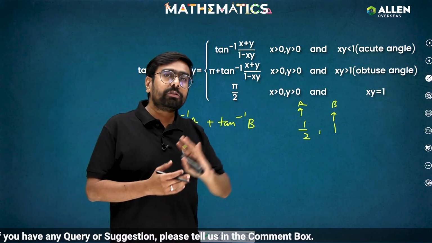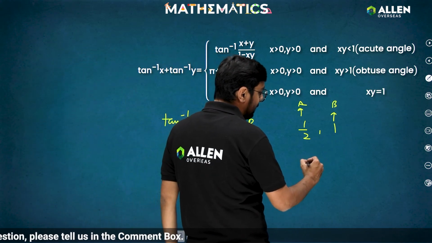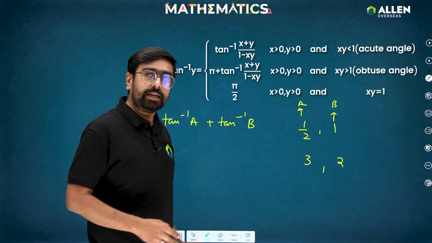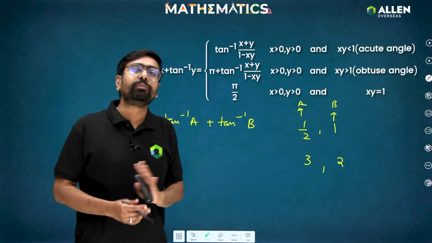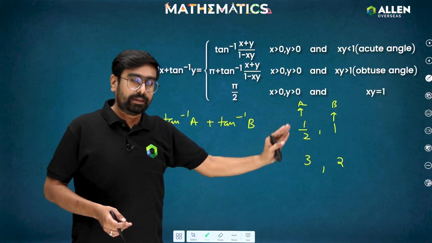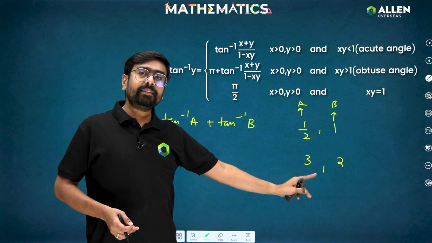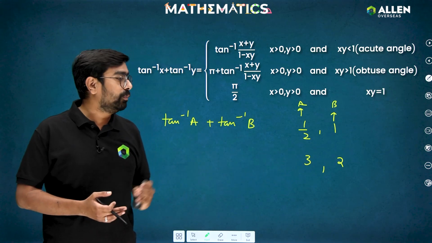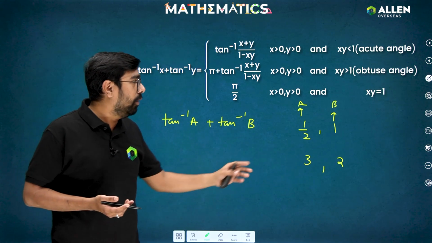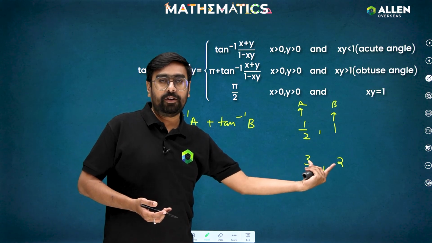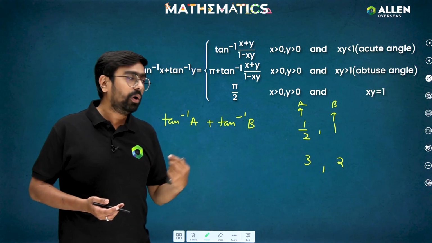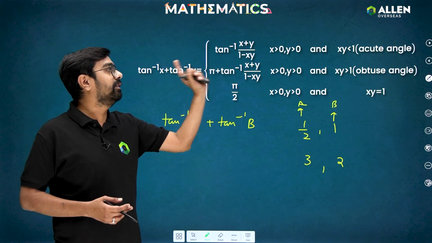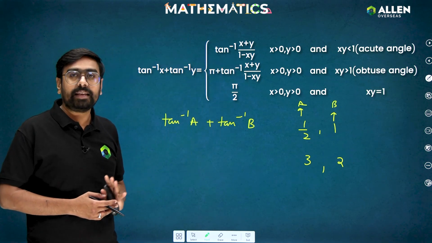If my x and y both are greater than 0, suppose this is the case, a is 3 and b is 2. Both are greater than 0 and the product is also greater than 0. In this case, the product is going to be 6. If both are greater than 0 and their product is also greater than 1, for example, in this case, the product is 6, which is greater than 1, then we'll use the second formula, which says pi plus tan inverse of (x plus y) divided by (1 minus xy).